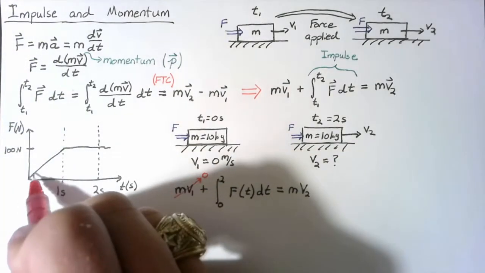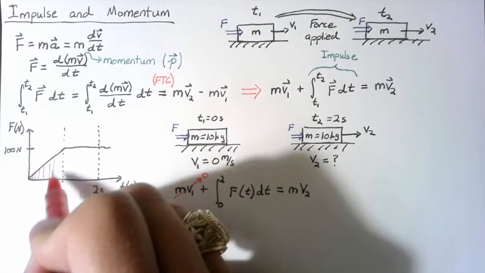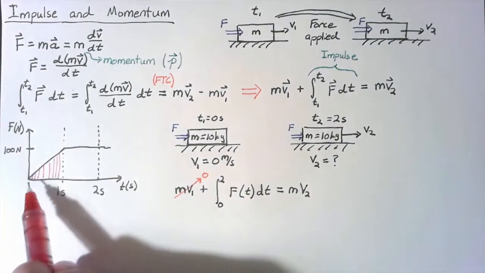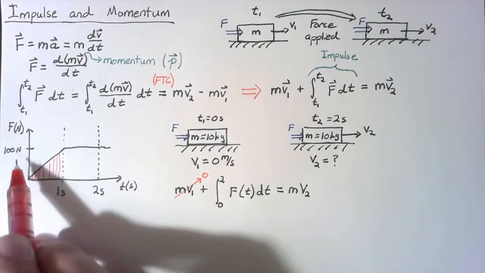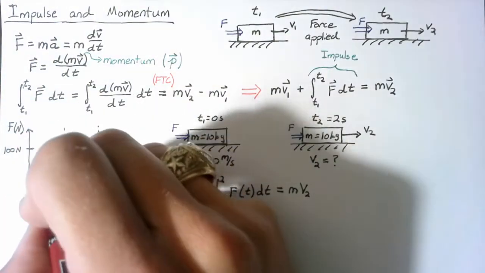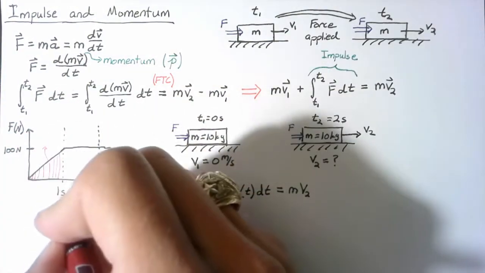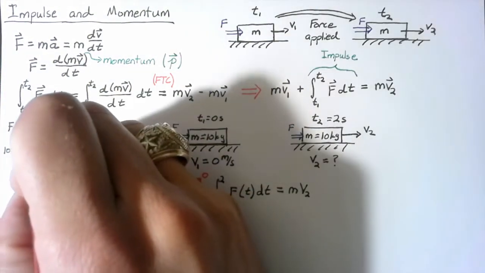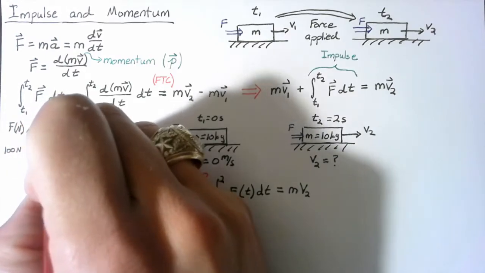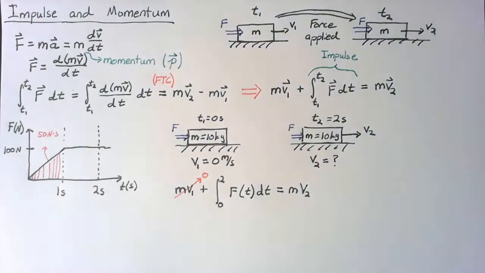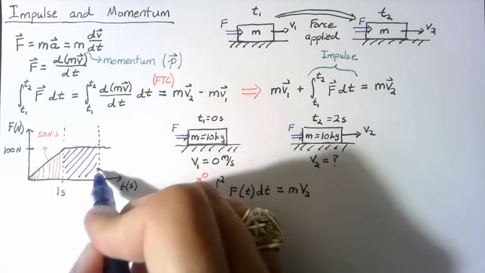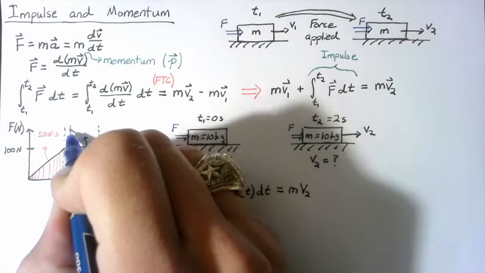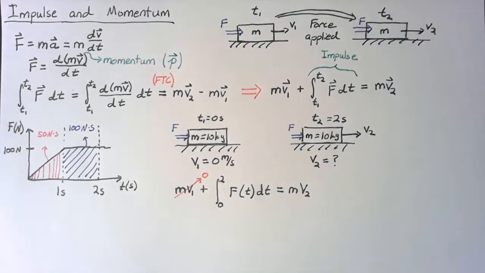Easy way of doing integrals is just to find the area under the curve. Let's look at this first piece first. We have a triangle with a base of 1 second and a height of 100 newtons. So this becomes 100 newton seconds divided by 2. So just 50 newton seconds. This second piece is going to be the area of the rectangle, which is just 100 times 1. So we end up with 100 newton seconds.